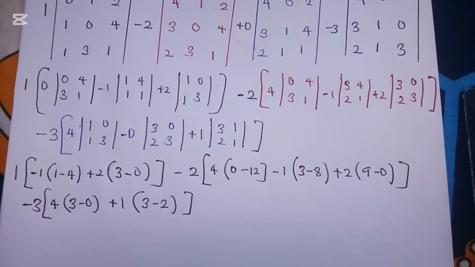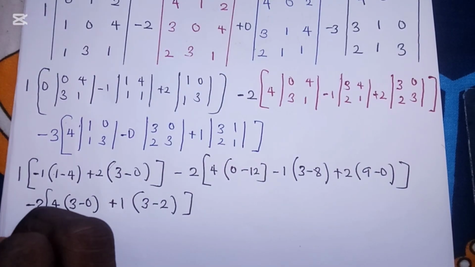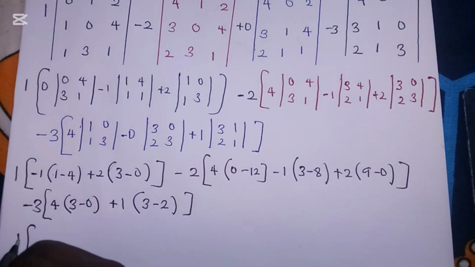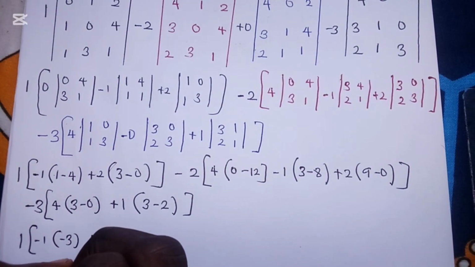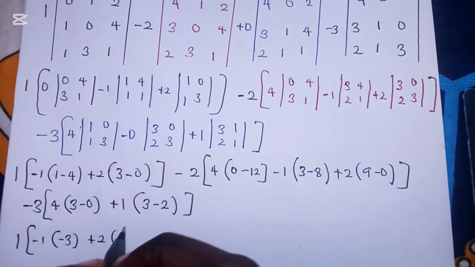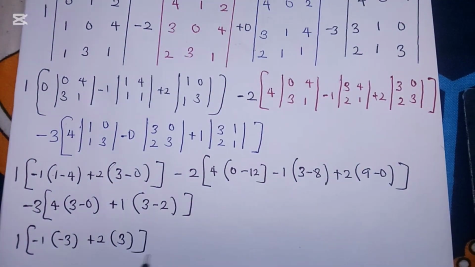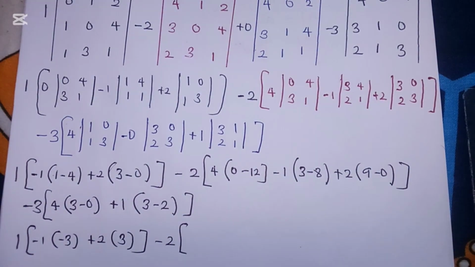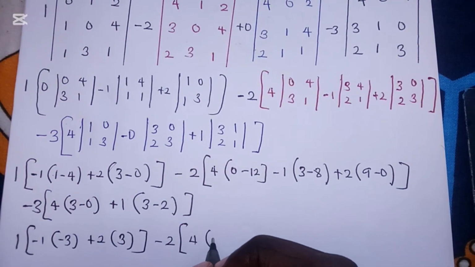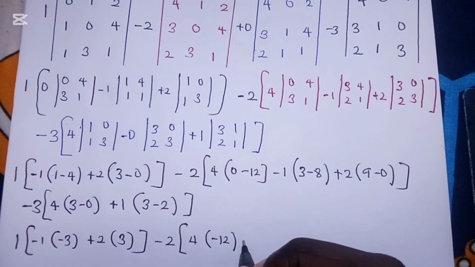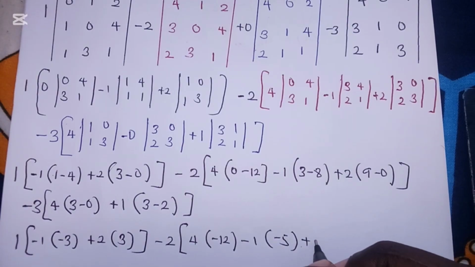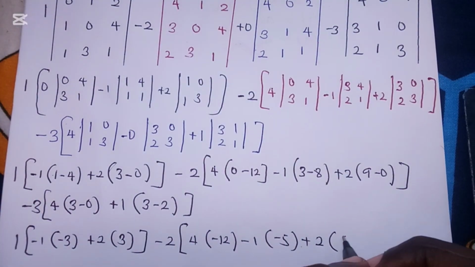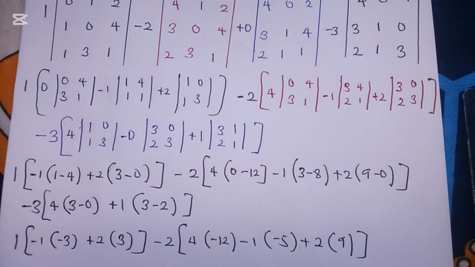Okay, now let's express this one as soon as possible. Now we say 1 into, now we have minus 1 into 1 minus 4 giving us minus 3, plus 2 into 3 minus 0, this is 3. We close the giant bracket, minus 2. I will solve it for everybody to understand. This is just step by step. I will not rush. 4 into 0 minus 12 giving us minus 12, and minus 1 into 3 minus 8 giving us minus 5, plus 2 into 9 minus 0, it is 9. Okay, we close the giant bracket also.